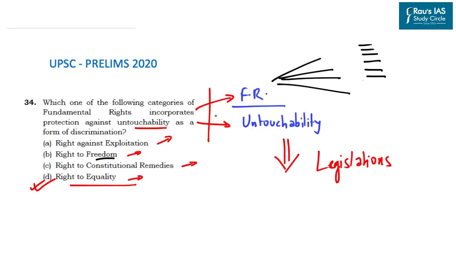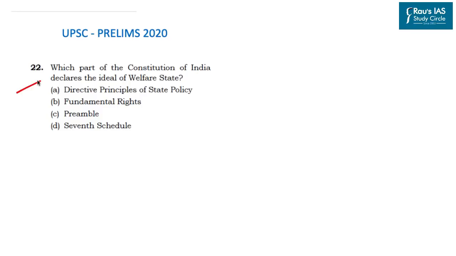So we understand that we not only need to understand the concept of untouchability as part of fundamental rights, but also various legislations which the government of India has enacted to abolish untouchability in its various forms in India. Now next, we take up this very simple question asked on welfare state. The question asked by UPSC was, which part of the Constitution of India declares the ideal of welfare state? Now this is one of the most basic things which we study about the Indian Constitution.